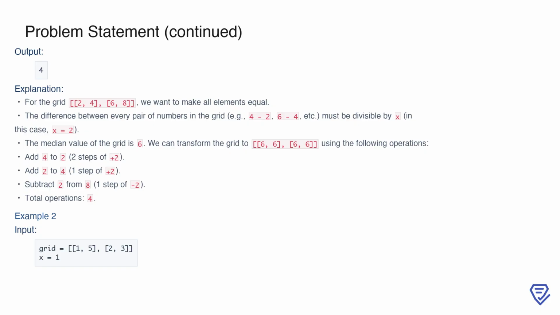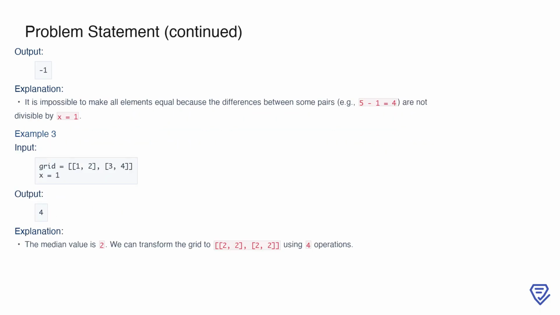The median value of this grid is 6, and we aim to transform the entire grid so that every element becomes 6. To do this, we perform the following operations: add 4 to 2, add 2 to 4, and subtract 2 from 8. These actions require a total of 4 steps, so the output for this example is 4.